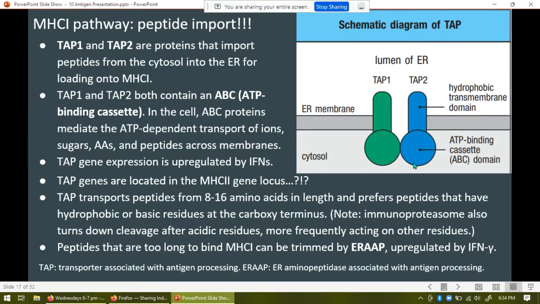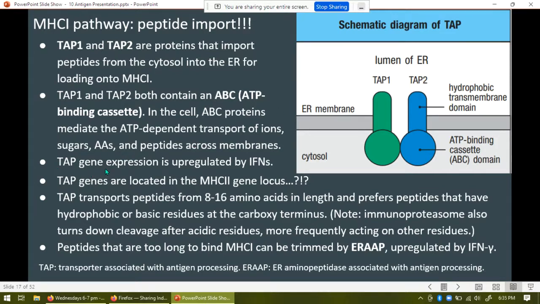MHC1. Okay? They have an ATP binding cassette on the cytosolic side, and then they have a transmembrane domain that crosses the membrane of the ER, and then they have sort of an intraluminal side that gets rid of the peptide. So the job of the ABC cassette is to bind ATP and use the cleavage of ATP as energy to import peptides into the ER. Okay, so if you took micro, you sort of learned something similar to this with the ABCs, right? Well, this is kind of like the same thing. It's just used for transporting peptides into the ER from the cytosol.